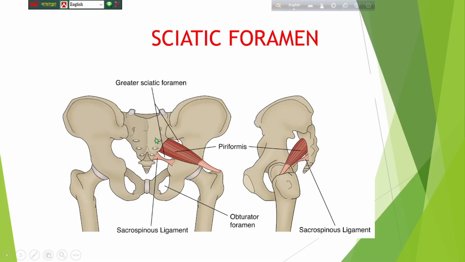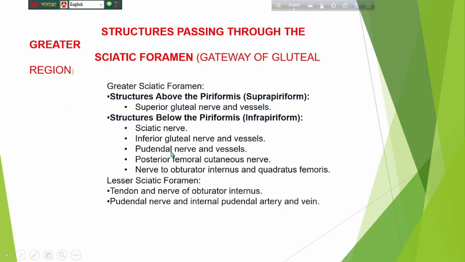Let us discuss the muscle which passes through the greater sciatic foramen, the piriformis muscle. It originates from the sacrum and inserts into the greater trochanter of the femur. It divides the greater sciatic foramen into two parts, the upper part and the lower part.